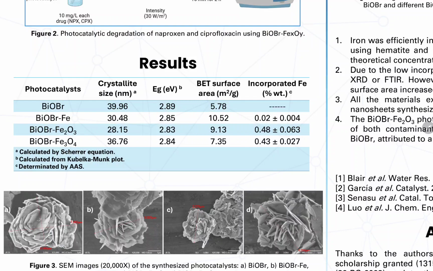Finally, the percentage of iron incorporated into the photocatalysts was determined by atomic absorption spectroscopy. The materials with hematite and magnetite were observed near the theoretical incorporation of 0.5%, compared to the material with iron nitrate, where a very low incorporation of 0.02% is observed.